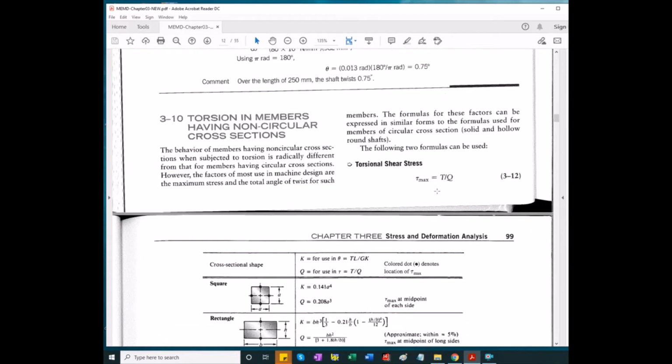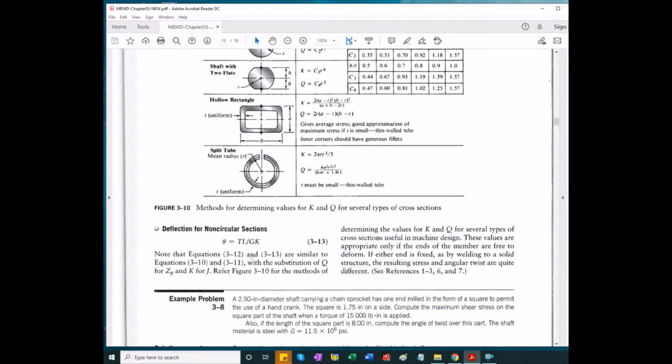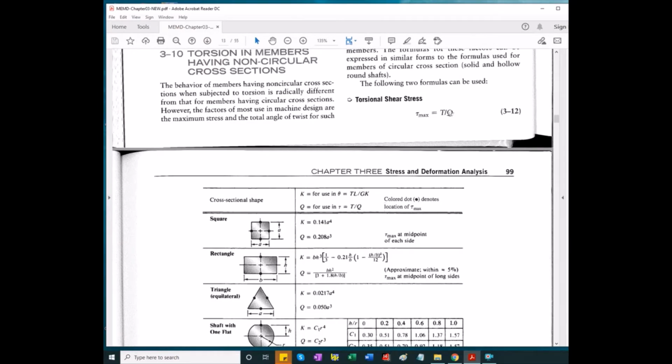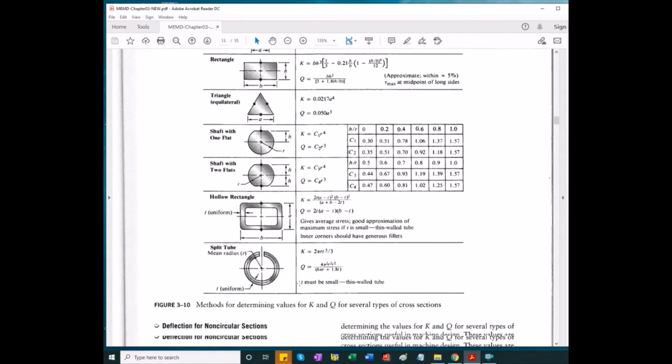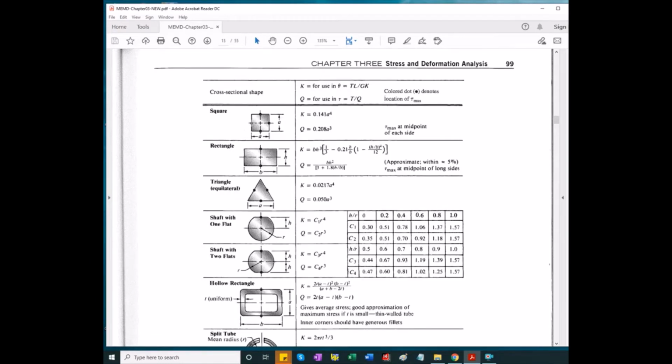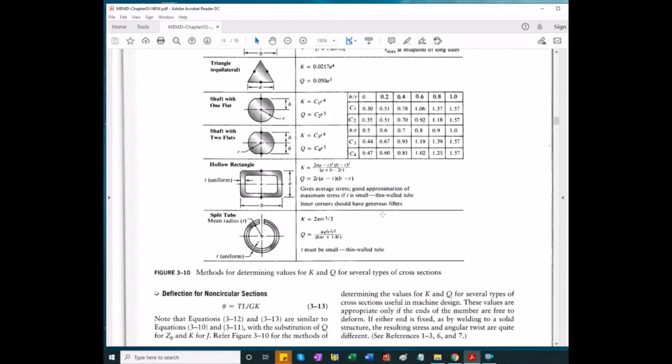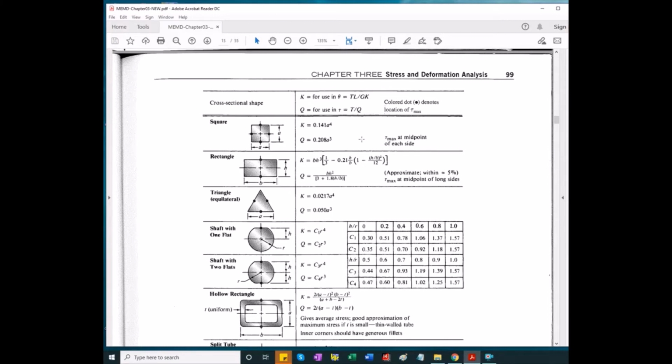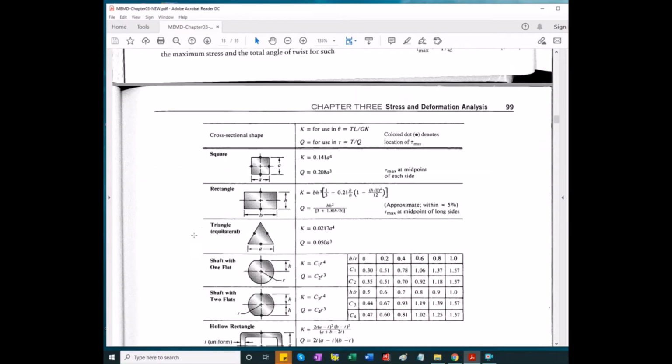If we have non-circular cross sections, there are ways of calculating maximum shear stress as well as the angle of twist in radians, using these two equations. Again, this is in parentheses, where these coefficients Q and K for angle of twist in radians, you get from a table like this. Maximum stress occurs, as you can see, where these dots are shown, and just study the table, with the information provided, calculate the two coefficients, and then simply apply equations 3.12 and 3.13.